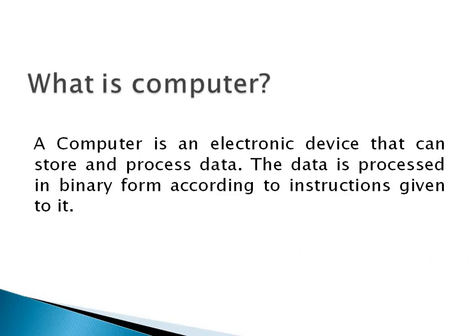What is computer? A computer is an electronic device that can store and process data. The data is processed in binary form according to the instructions given to it. Data means whatever you feed in it. It can be in text form, picture form, video form, or whatsoever. The data is processed in computer in the form of binary. Binary means 0 and 1.